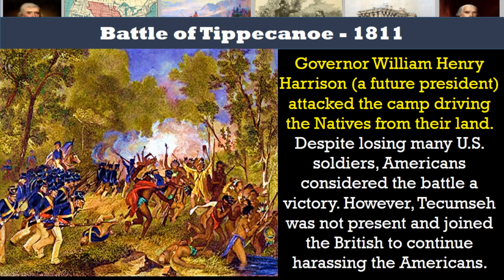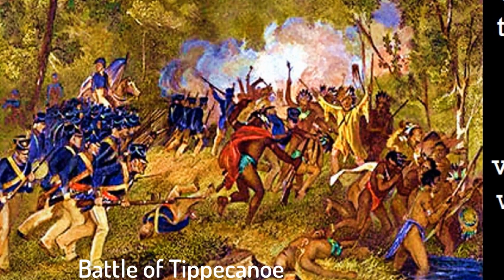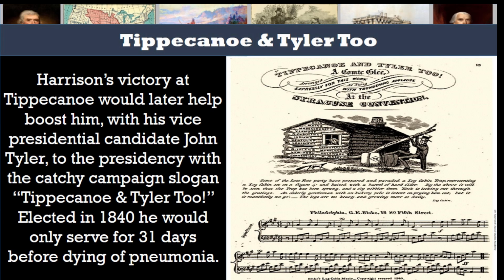American Governor William Henry Harrison, a future president, attacked the camp, driving the natives from their land. Despite losing many U.S. soldiers, Americans considered this battle a victory. However, Tecumseh was not present, surviving to join the British to continue harassing the Americans. On a side note, Harrison's victory at Tippecanoe would later help boost him, with his vice presidential candidate John Tyler, to the presidency with the catchy campaign slogan, Tippecanoe and Tyler Too.